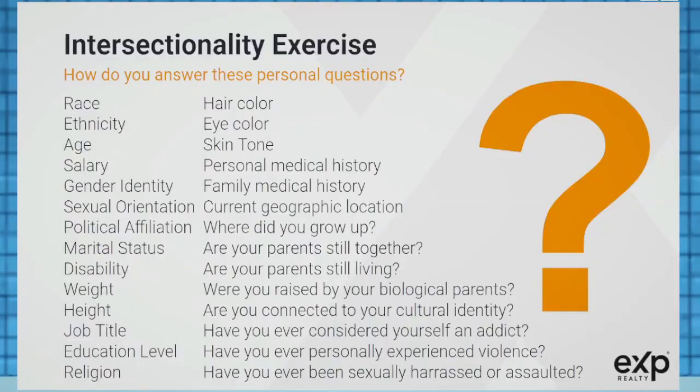So now we're going to do a little bit of an exercise. I'm going to run through these topics, and as I pause on each one, I want you to personally think about, how do I answer this question? Where do I fit into this? We're not looking for answers in the chat. Just think about your own identity as we go through this, okay?